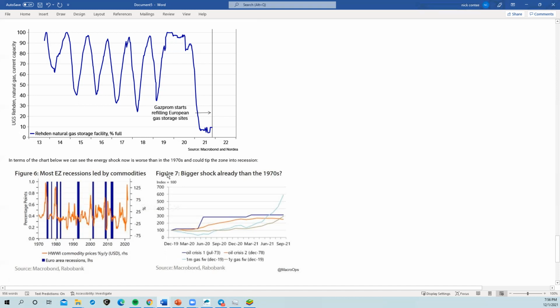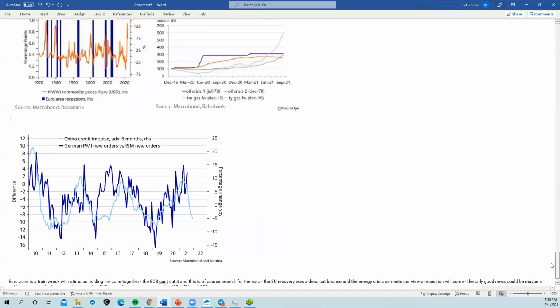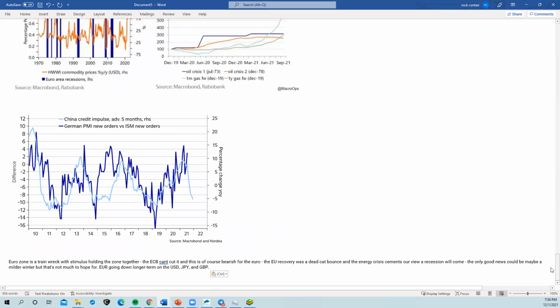So the macro gives us a view into the future, it leads the future. So we should see some continuation to the downside of some big moves going in the euro. So German PMI versus ISM new orders, so Germany or euro compared to America, it's actually ticking up.